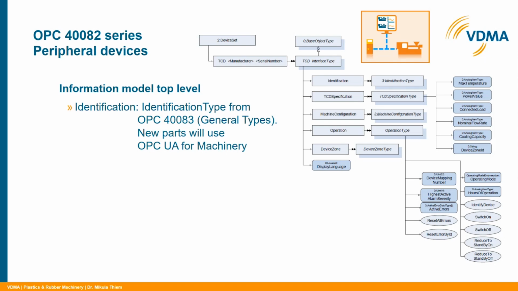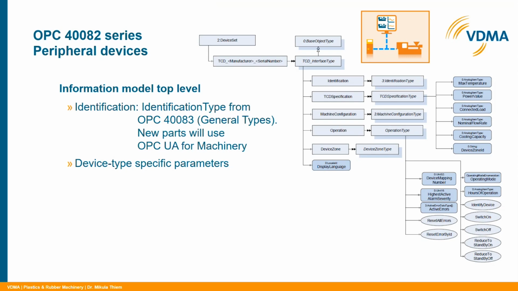The index 3 is the OPC 40083 general types. And in new parts of the series, in general all new parts of our joint working group, will use the OPC UA for machinery machine identification type for identification. The reason here is that this specification was released before OPC UA for machinery existed. Then we often have a device type specific configuration type, like here the TCD specification with device type specific parameters.